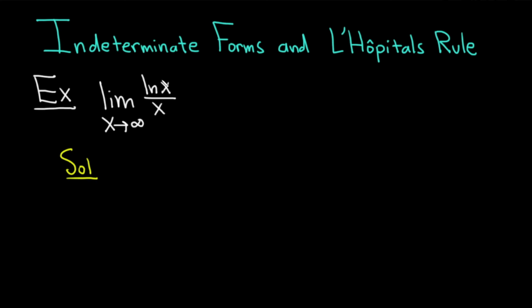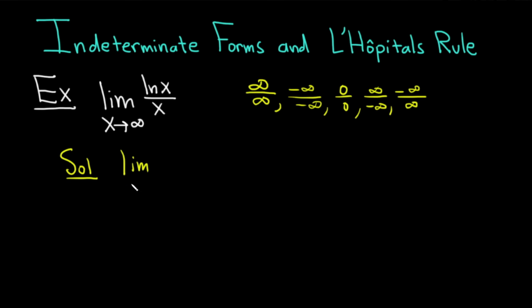So the idea is that when x is approaching infinity, the numerator is also approaching infinity, and the denominator is also approaching infinity. You have the form infinity over infinity. So whenever you have infinity over infinity, or negative infinity over negative infinity, or 0 over 0, or even infinity over negative infinity, or even negative infinity over infinity, so any of these forms, what you can do is you can apply L'Hopital's rule, which basically says that you write the limit again, the limit as x goes to infinity.